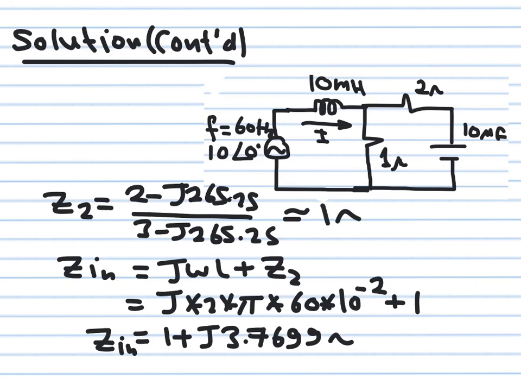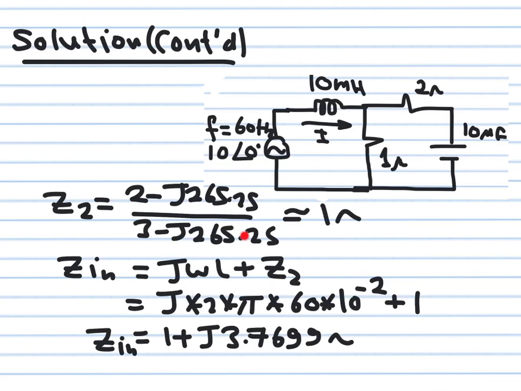So I have now Z2, given by this expression here. Of course, you can go ahead and do complex division, but I noticed that this imaginary part is way bigger than 2, and this imaginary part is way bigger than 3. So this division is negligible relative to this one. So this is approximately, I didn't really have to worry about the DT. Of course, you can do it exactly.